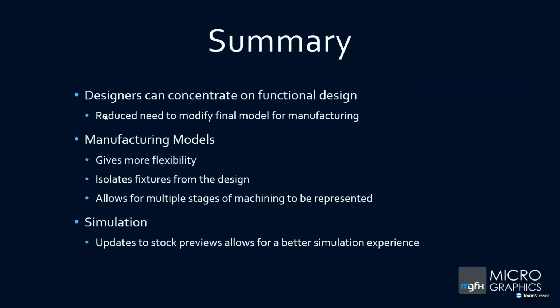Okay, so in summary, what manufacturing models allows you to do is it allows the designers to concentrate on the functional design, and it reduces their need to modify the final design to aid the manufacturing process. And the manufacturing models give you more flexibility to create those models, to isolate fixtures from the design, and allow for multiple stages of machining to be represented in those manufacturing models.